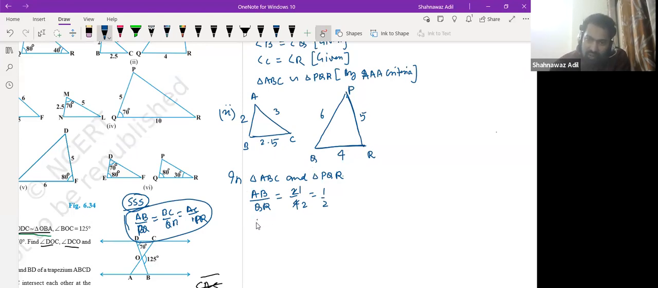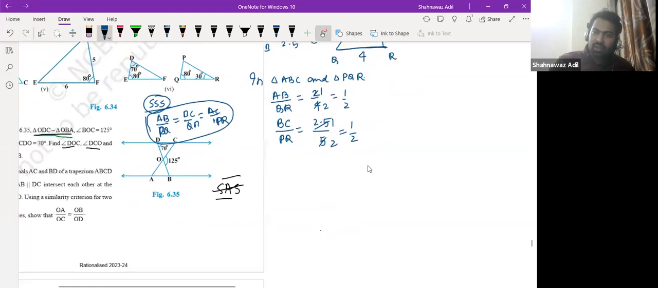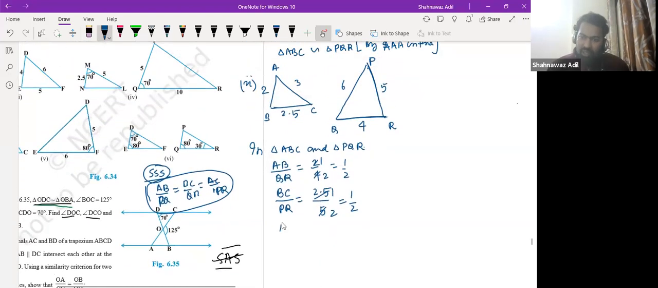So now if I choose BC, then what would be the side that I would be choosing? PR. So that would give me 0.5 by 5, so that is 1 by 10. Similarly, if I pick AC, it will be AC, PQ. Yes, absolutely. So this would be 3 by 6.